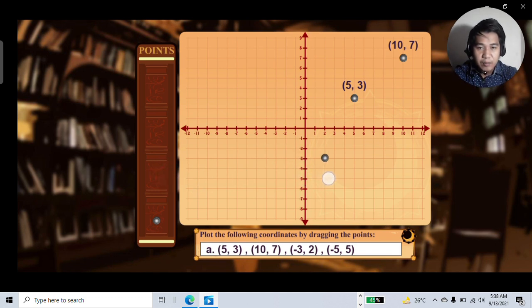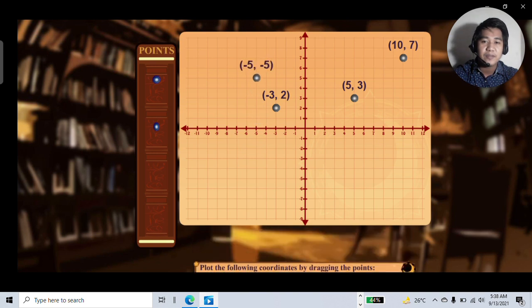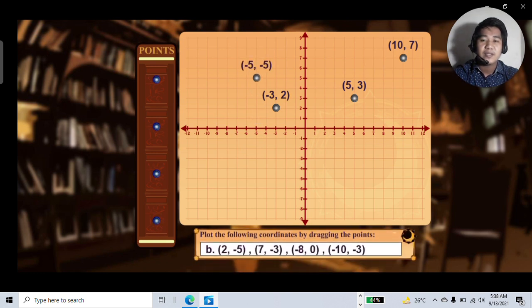And then -3, +2. Oh, that's wrong. We should always start with the x-axis. -3, +2. Remember that: we start with the x-axis and then the y-axis. -5 and +5. Okay. Let's continue.